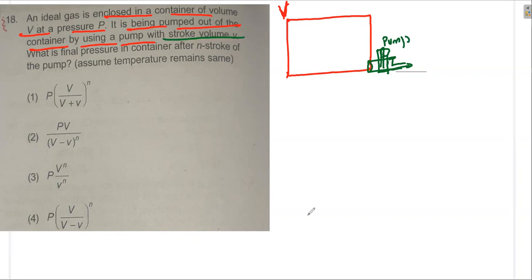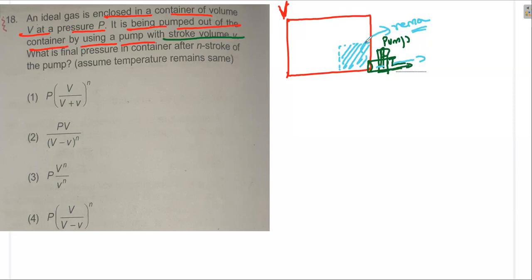Stroke volume v means, for example, let's say the pump operates once. How much air will it remove? It will remove the air in a small portion of this full container. It will not fully suck out, right? So it removes a small portion. Whatever gas is present in this part will be sucked out. Again, remember, only the air in this portion is removed.